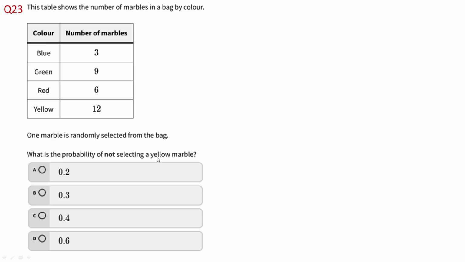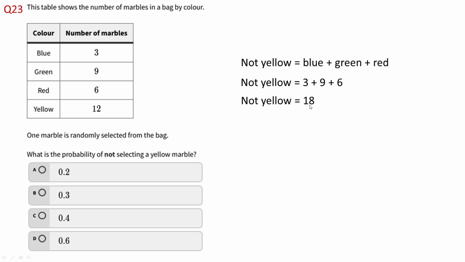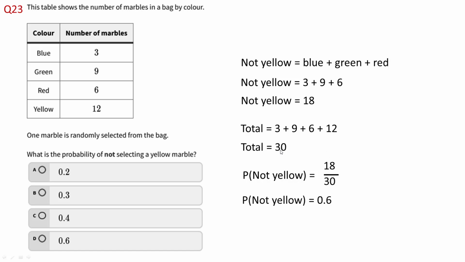Okay, so we want to know how many aren't yellow. So not yellow is the same as all the blue, green, and red added together. So we would add the 3, 9, and 6. And of course, that adds to 18. Now, we need the total as well. So we add all of them. There's 30. So the probability of not getting a yellow would be 18, because there's 18 non-yellow ones out of the 30. So 18 out of 30 is 0.6. Notice they've written it not as a percent, they've written it as a decimal. It's a very common way to write probabilities. So 0.6 is the correct answer here.